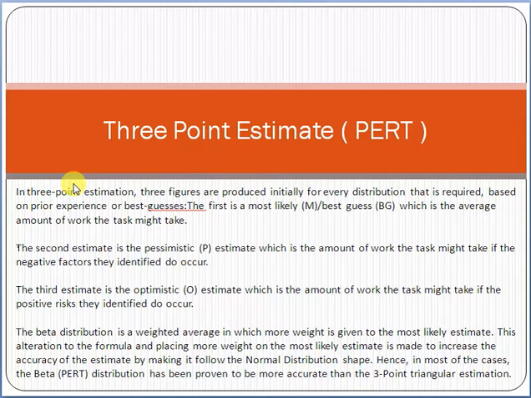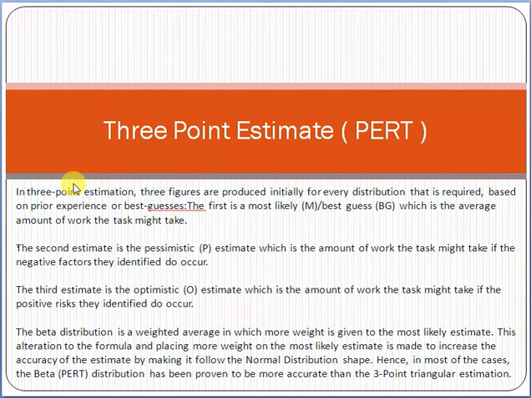For example, if you are a project manager and you ask your technical lead how much time is needed to build a payment module, they can say that on average, if there are no major issues, 20 working days are required to accomplish the task. So this is the most likely case. Most likely means the average case.